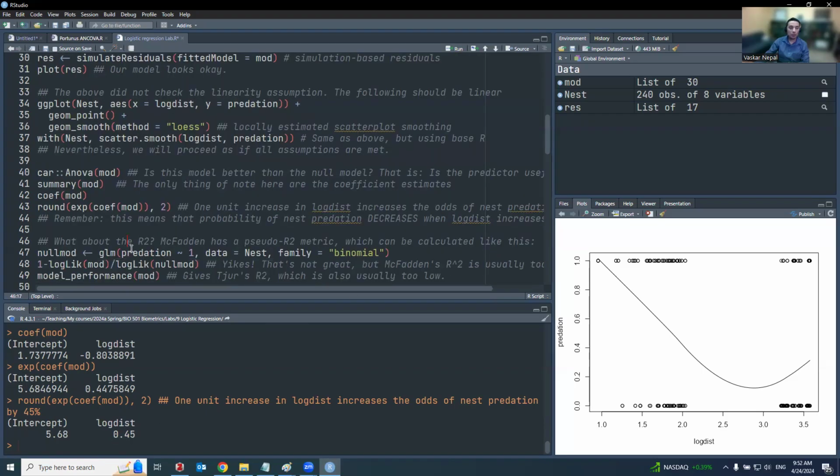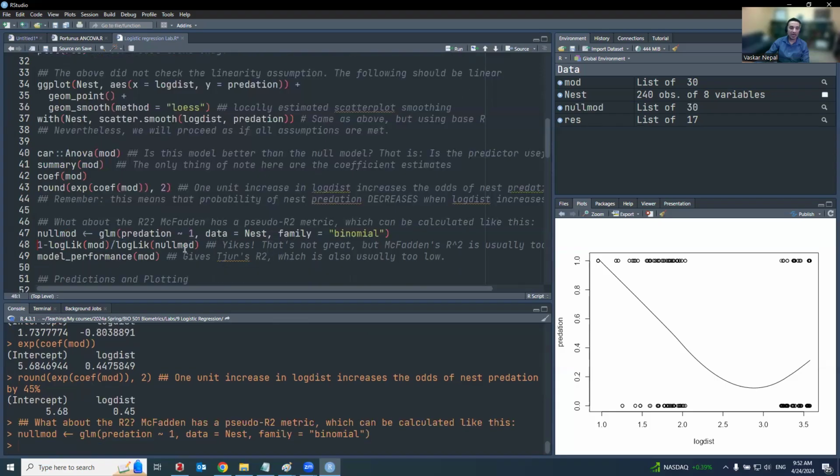Then we look at how good the model is. Remember, we can essentially check that by fitting a null model, which, as I said before, is the model that has only the intercept on the right-hand side. So we will fit this model and we'll call that null mod.